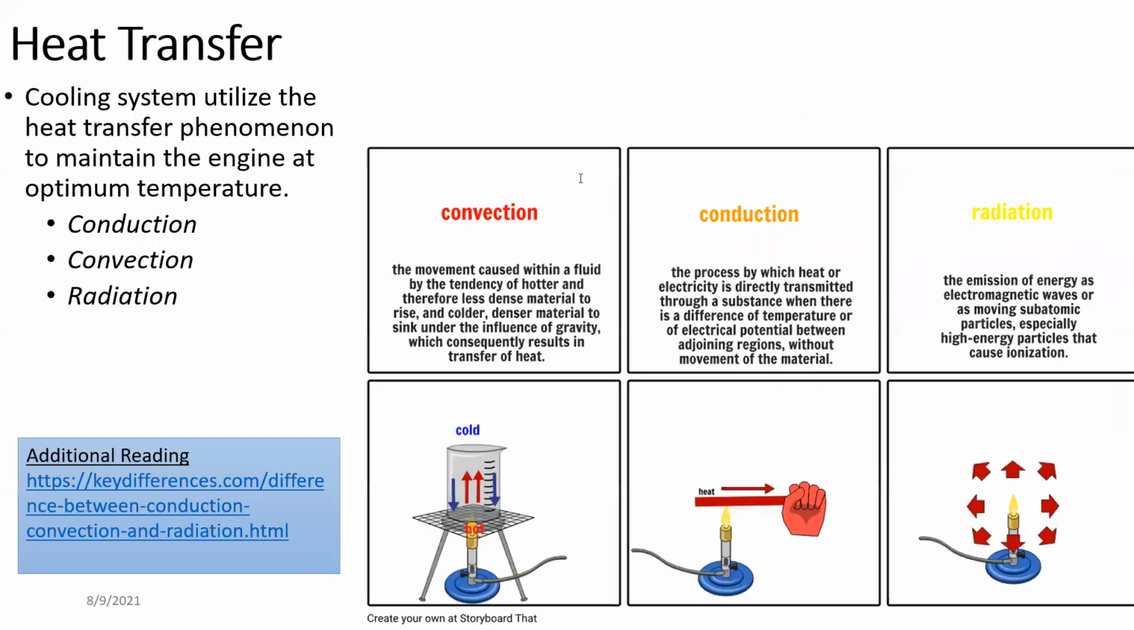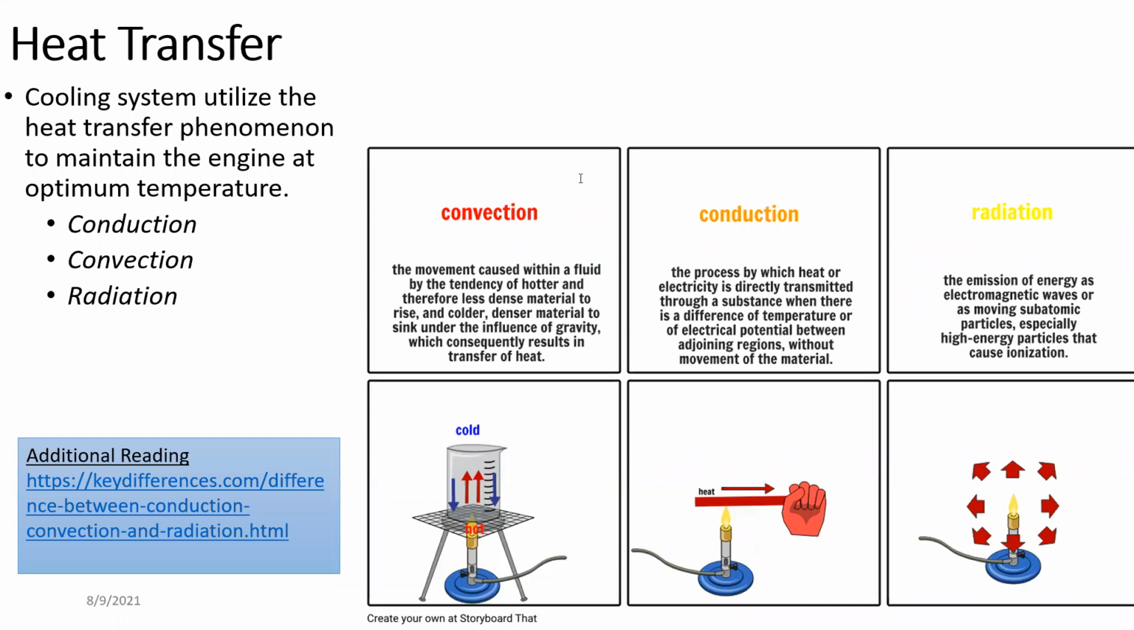So the coolant system utilizes the heat transfer phenomena, right? Heat transfer means heat always transfers from a higher temperature body to a lower temperature body. It never travels the other way around, right? This traveling of heat happens in three methods. These three methods are known as conduction, convection, and radiation.